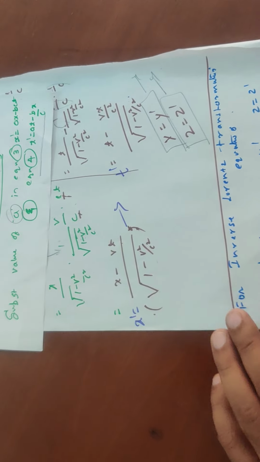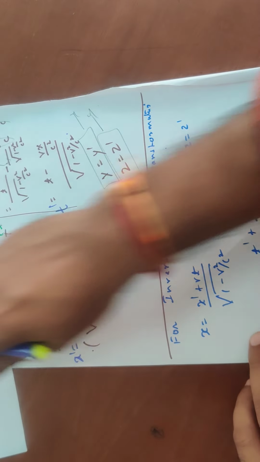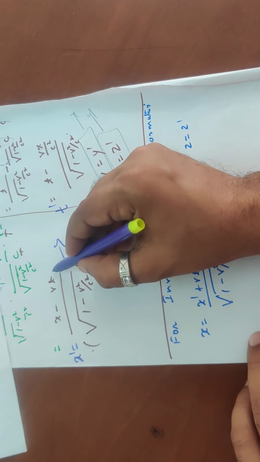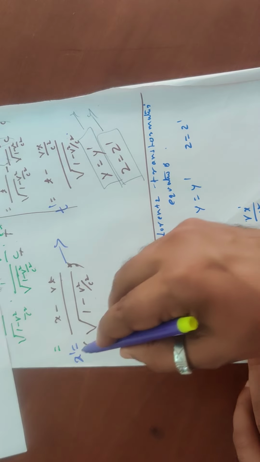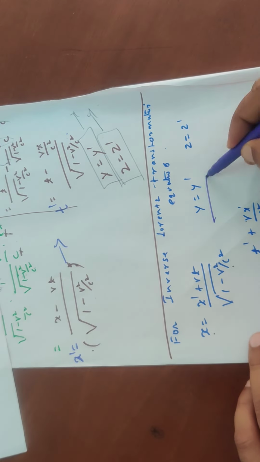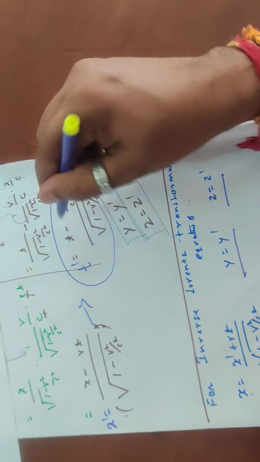Now for the Lorentz inverse transformation, what happens here? See, very simple it is. X dash equal to x minus vt we had got. Now for the inverse it is x equal to x dash plus vt upon root 1 minus v square upon c square, and this remains the same. And what happens to the time coordinate, the Lorentz time coordinate?